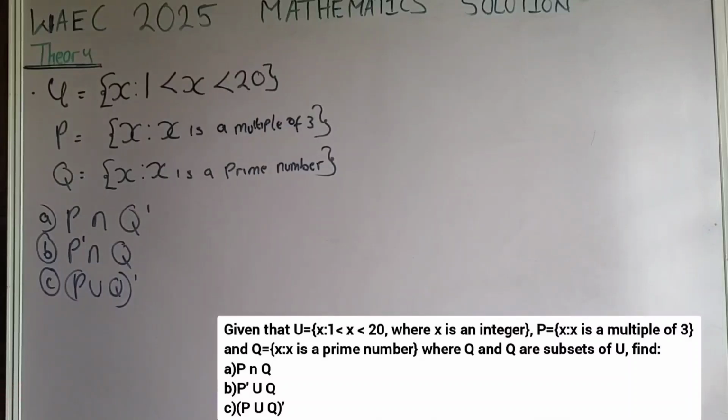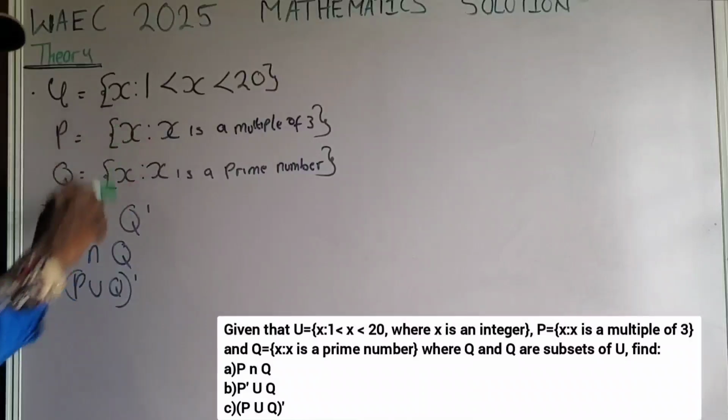Now please pay attention. Before you can solve any of these questions, you first have to write out the elements in the universal set, the elements in the set P, and the elements in the set Q. Do you understand? Okay, let's start with the elements in the universal set. You must know how to interpret what you have in this bracket.